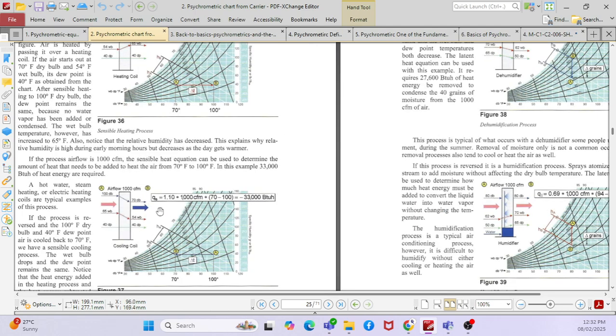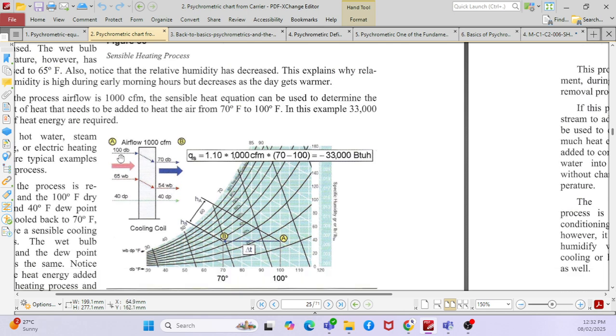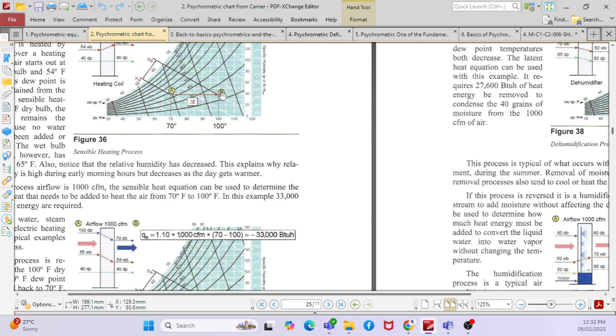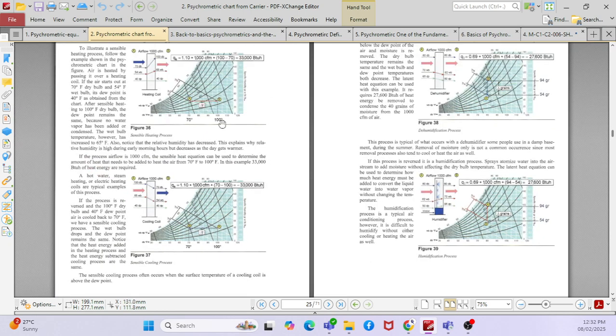And here also cooling. This is the cooling method. So what is happening? Dry bulb temperature is going down, wet bulb temperature is going down, but still the dew point temperature will be the same, constant, because you are cooling. A to B. This is A to B here, heating. This is A to B, the cooling. So this is sensible heating. This is sensible cooling, right?